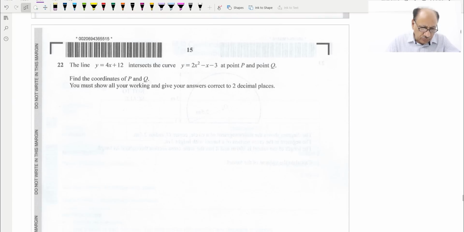Hopefully you understood this. Question number 22. The line this intersects the curve this at point P and Q. Find the coordinates P and Q. Show all your working and give your answer correct to 2 decimal places. So answer is required in 2 decimal places.